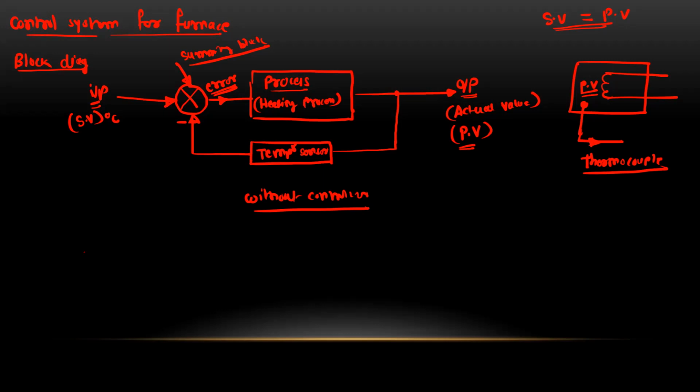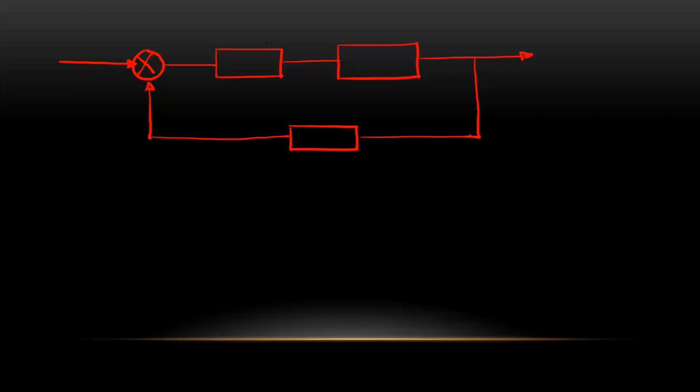Now we will see how we can add the controller so that we can effectively control the output temperature. This is the control system when we add the controller in the forward path. Here we have the process set value, that is the required value. This signal is first given to this controller. This block is nothing but the controller, and this controller will give the control signal.